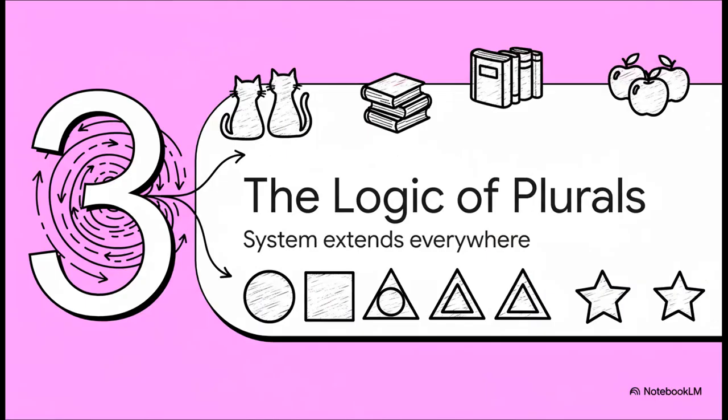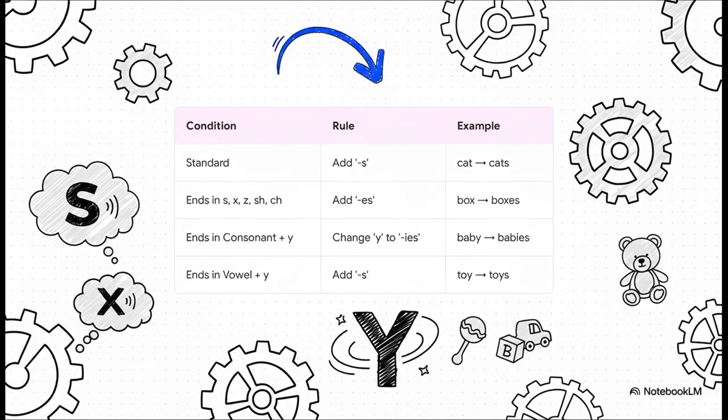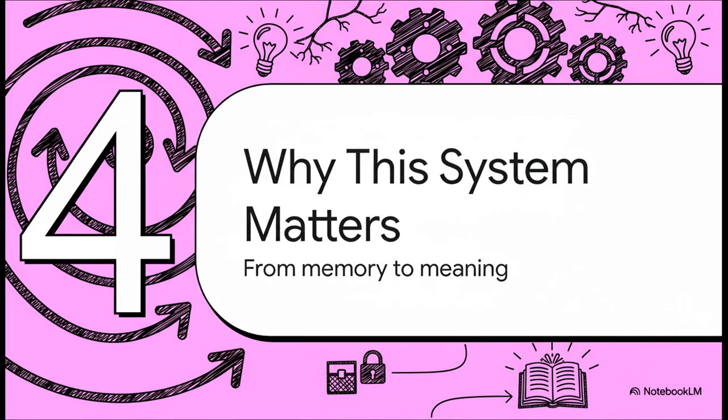Now, what's so cool is that this logical system isn't just for adding suffixes. It applies to the most basic parts of English, like just making a word plural. It's not about memorizing a million words, it's about learning maybe 4 or 5 patterns. I mean, just look at this. The end of the word tells you exactly what you need to do. Most words, just slap an S on there. But if it ends in a hissing sound like S or X, you need that ES just to be able to say it out loud. And hey, there's our old friend the Y rule showing up again, making a clear difference between babies and toys. It all connects.